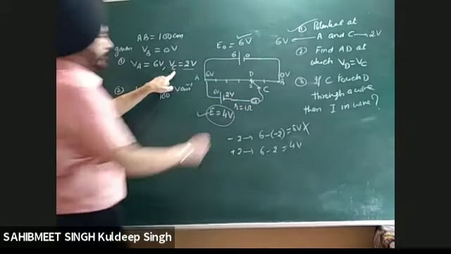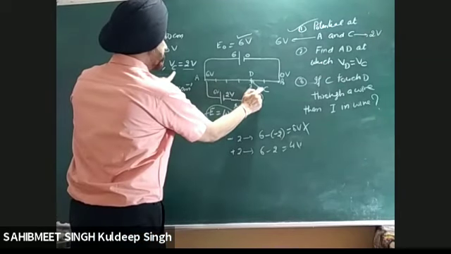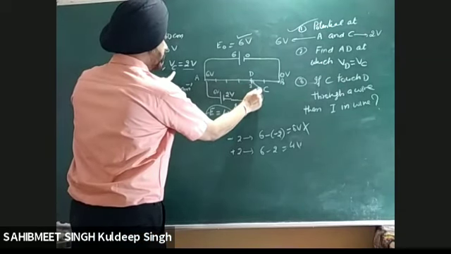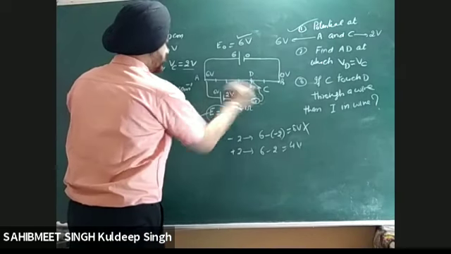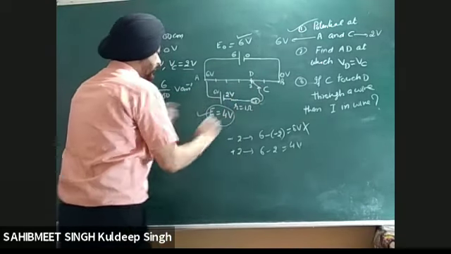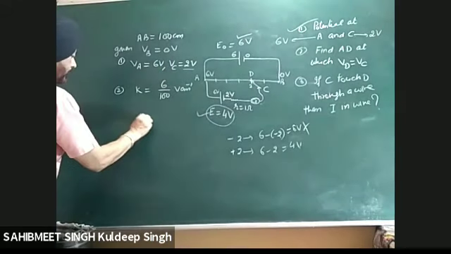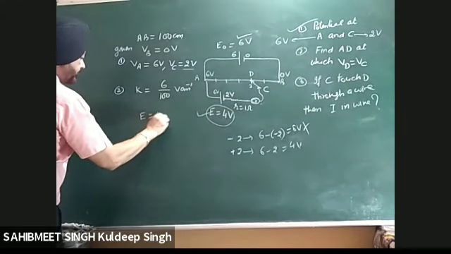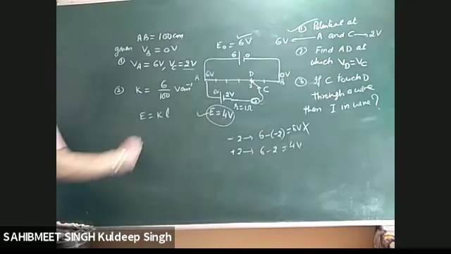You are balancing C. So 2 volt is here. Most of the students take it as 2 volt. No, we are balancing this one. This one, 4 volt. Therefore, E equal to KL. This is 4.